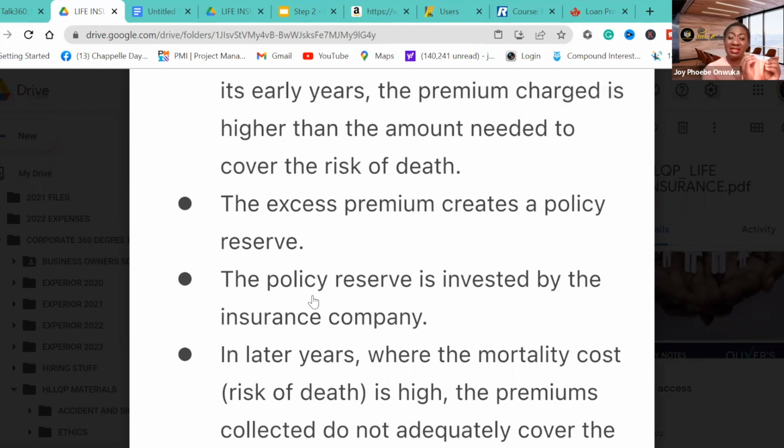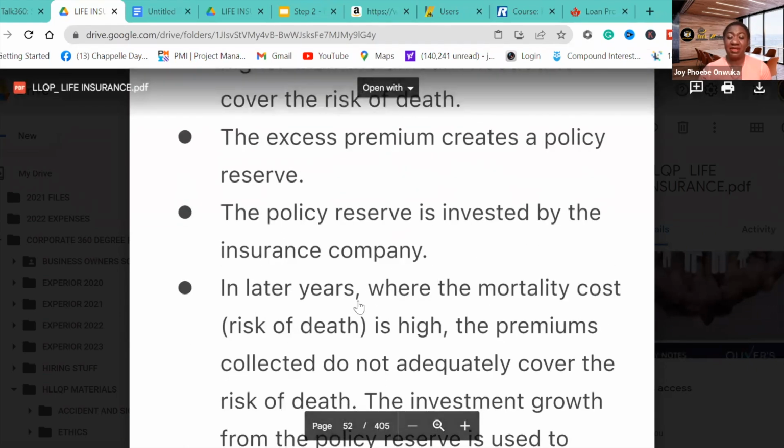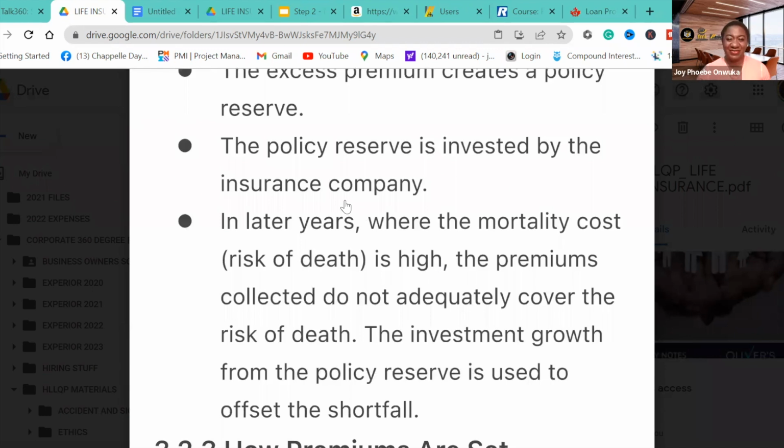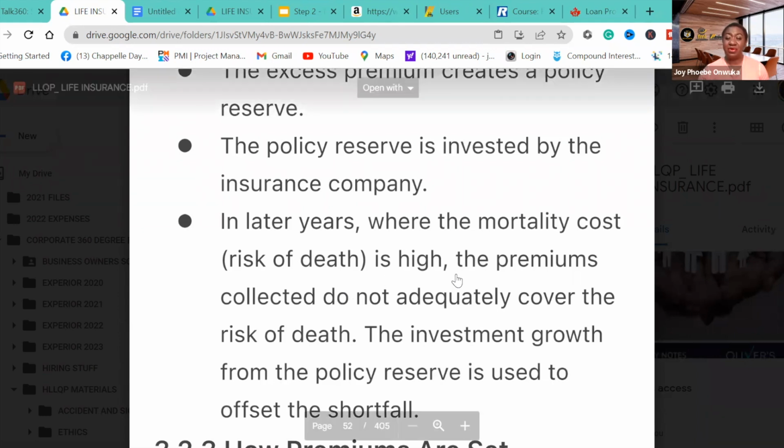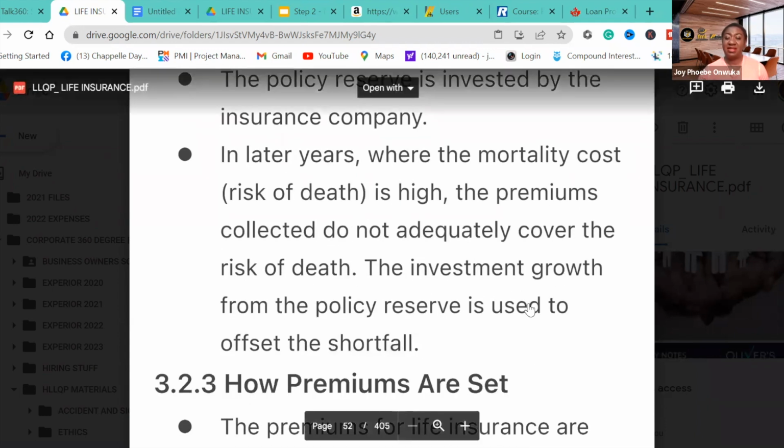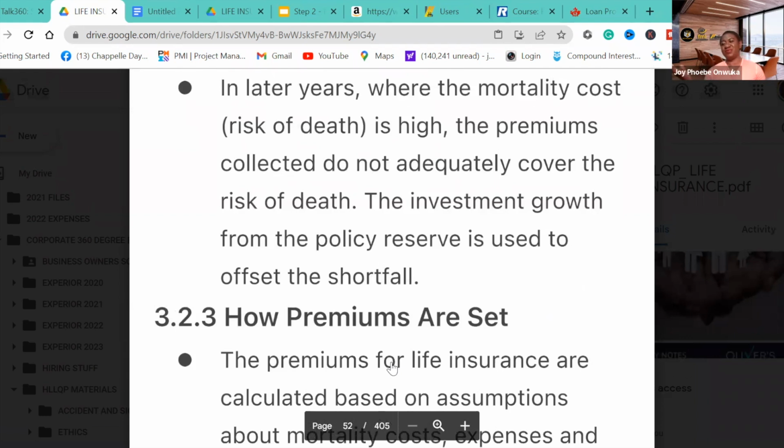All right. Now, the excess premium creates a policy reserve, and the policy reserve is invested by the insurance company. You get it? That's right. And in later years, when the mortality cost or the risk of death is higher, and the premiums collected do not adequately cover the risk of death, the investment growth from the policy reserve is used to offset those shortfalls. You see, that's why, when we were going through term insurance in comparison to whole life or permanent insurance, permanent insurance is cheaper in the later years compared to term insurance.